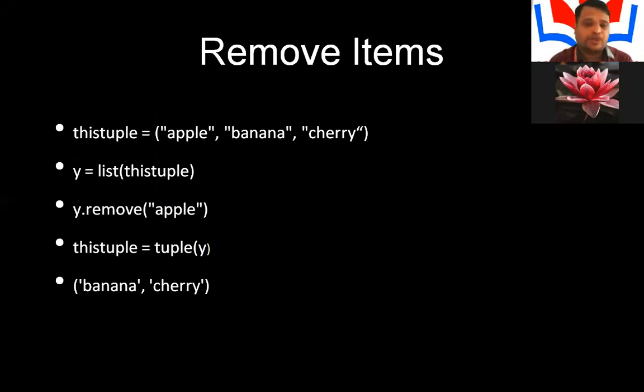Suppose I want to remove apple. In this particular example, you can notice that apple is the element present in this tuple. I want to remove this particular element. Suppose I want to remove this element from this tuple, how can I do that?